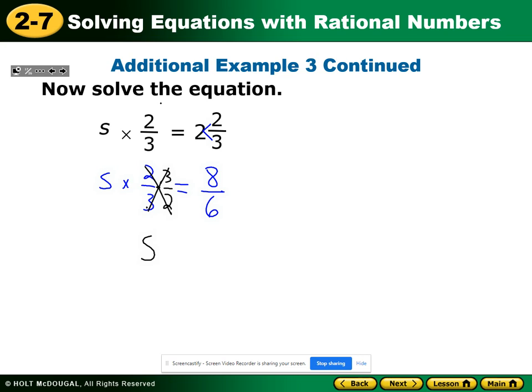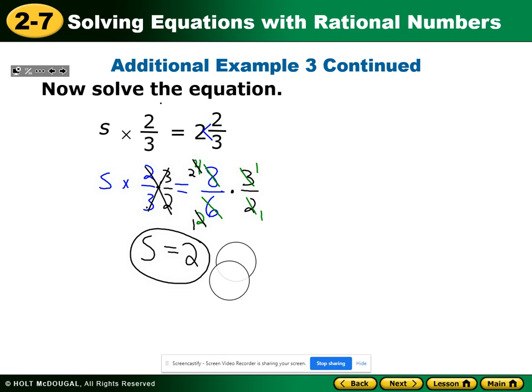If I multiply by 3/2 on the left, I must multiply by 3/2 on the right. I can do a little reducing beforehand. 2 divided by 2 is 1. 8 divided by 2 is 4. 3 divided by 3 is 1. 6 divided by 3 is 2. And then I can reduce it down even further because I can divide by 2, that makes 1. I can divide by 2, that makes 2. S is 2. 2 times 2/3 gets us 2 2/3. Kind of crazy, isn't it?